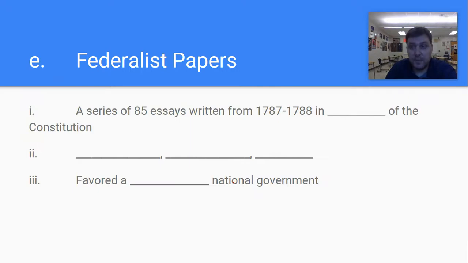In order to convince people to ratify the Constitution, we have the Federalist Papers. They are 85 essays written by 3 men in support of the Constitution. Does anybody know the names of any of the men who wrote the Federalist Papers, who wrote these 85 essays? There were only 3 men, and there was a very organized process for them to do it. Does anybody know?